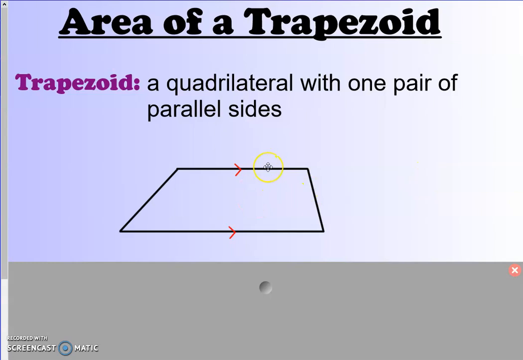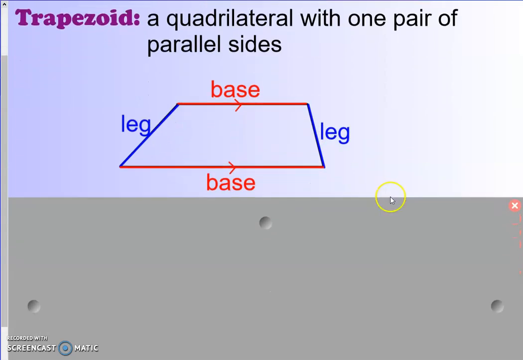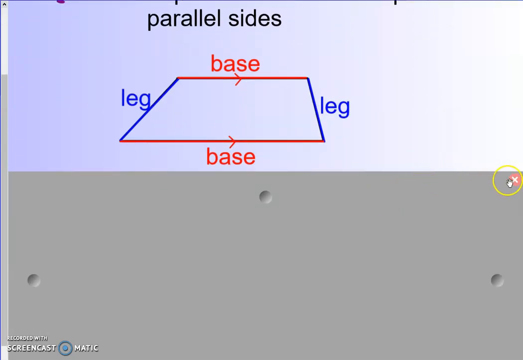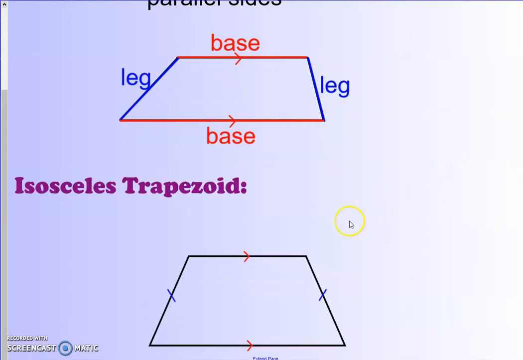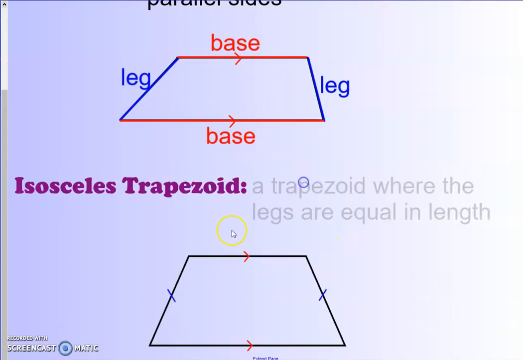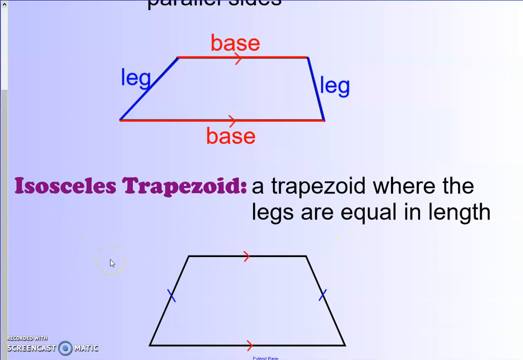Now, in a trapezoid, there are certain names that we give these sides. The two parallel sides are called bases, and the non-parallel sides are called legs. So a trapezoid has two bases, the parallel sides, and two legs, which could be different lengths. There is one type of trapezoid that's somewhat special and deserves its own name, and that's an isosceles trapezoid. An isosceles trapezoid is a trapezoid where the legs are equal in length. You can see the notation of these hash marks saying that these legs are equal.